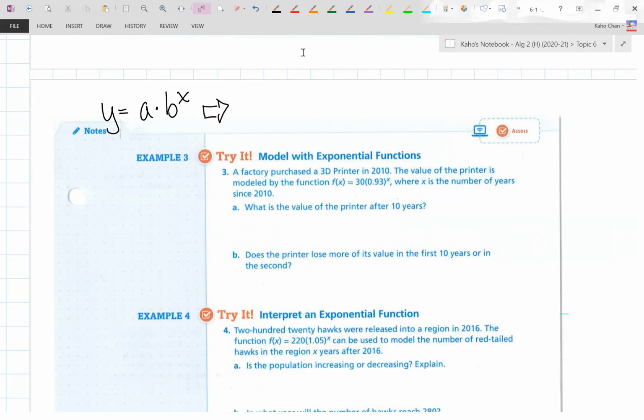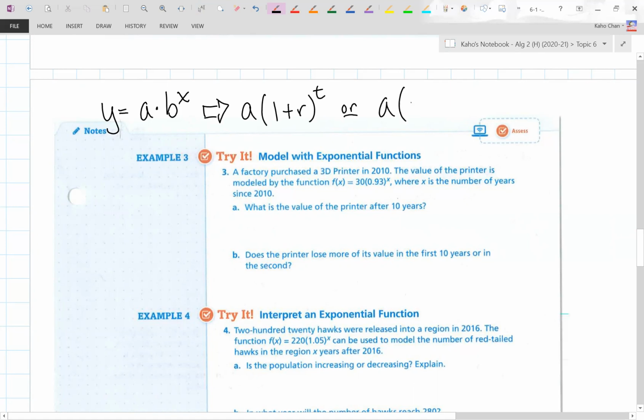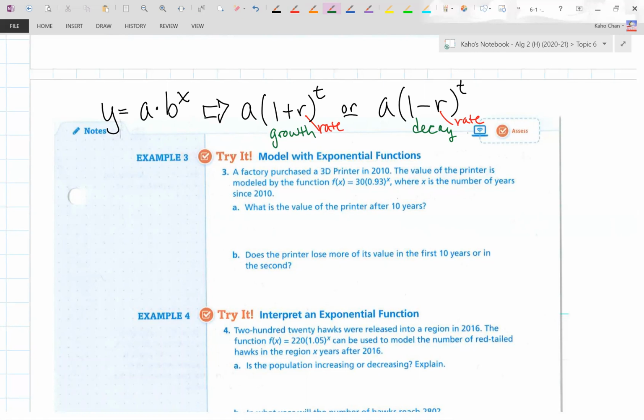So you might see the formula like this: a times 1 plus r to the t power, t is time, or a times 1 minus r to the t power. And these rates are percentages, right? Okay? When you add something, you produce growth. When you subtract something, you produce decay. Think about the base. Okay? We're not doing anything new. We're just referring to it relative to the percentages.